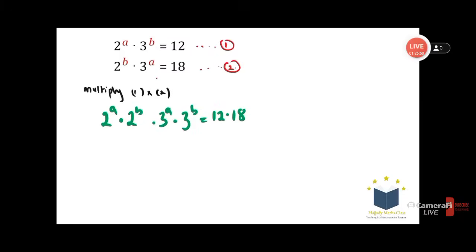And don't forget from the rule of indices that if you have a to the power of m multiplied by a to the power of n, it is the same thing as saying a to the power of m plus n. So the same thing will be used to proceed with this question. So here we have 2 to the power of a plus b multiplied by 3 to the power of a plus b. So 12 can be split as 6 multiplied by 2, while 18 can be written as 6 multiplied by 3.